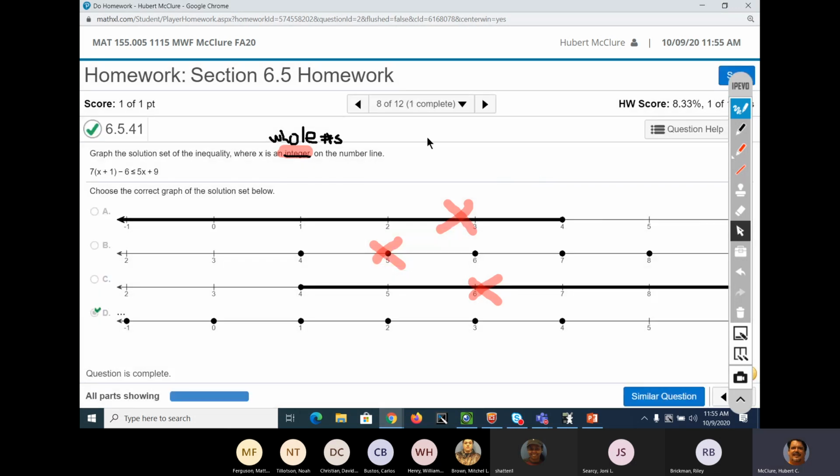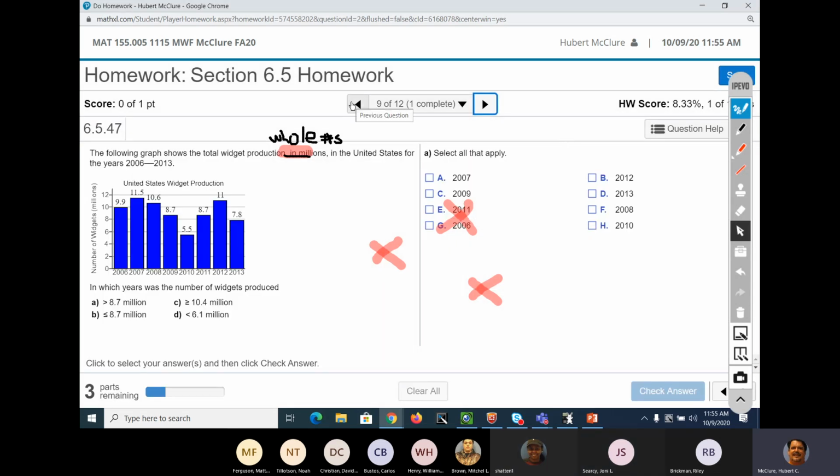Y'all got that one? Yeah, Hubert, we're good. Thank you for your interaction. Can you work another one? I'll be glad to. Yeah. Y'all are just stalling because y'all don't want to go over graphing. I know what y'all are doing.